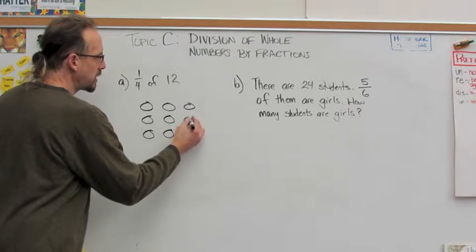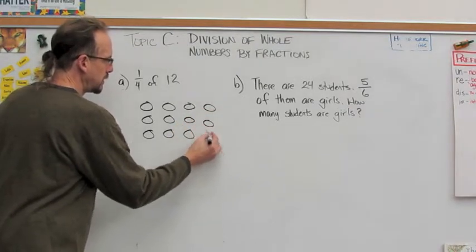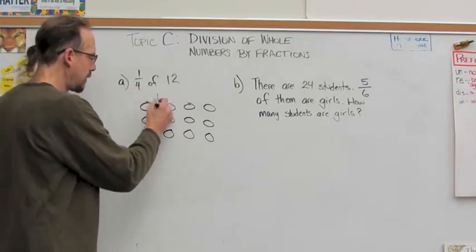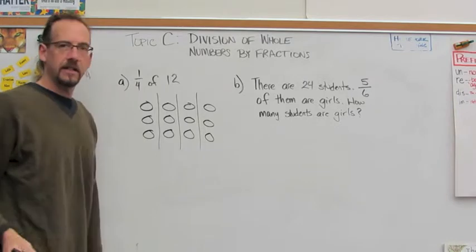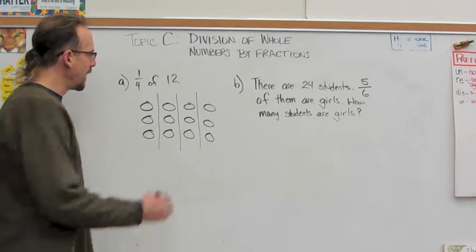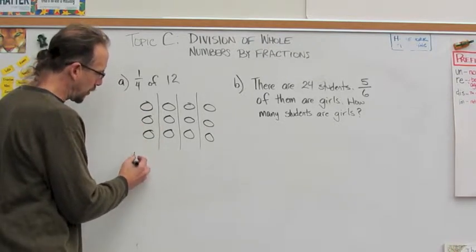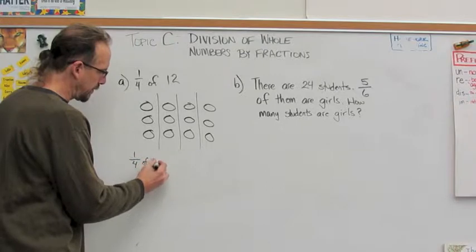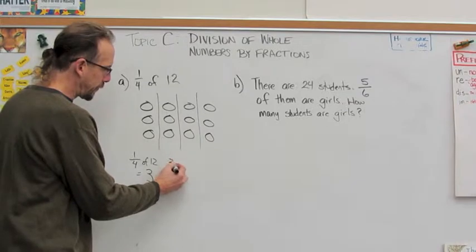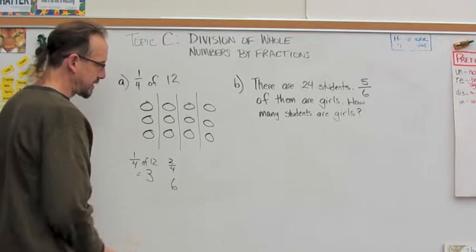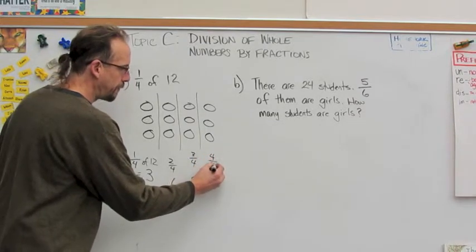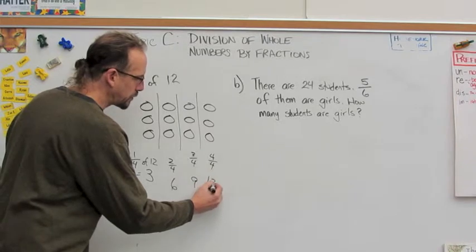And the reason that I'm drawing these 12 circles in groups of 3 like this is because I'm dividing by 4 here. And we're going to divide that set this way into 4 groups because it's telling us to do that in the fraction. And one of those fourths, 1/4 of the 12, is going to be equal to 3. 2/4 would be equal to 6. 3/4 would be equal to 9. And all 4/4 of the 12 would be equal to 12.